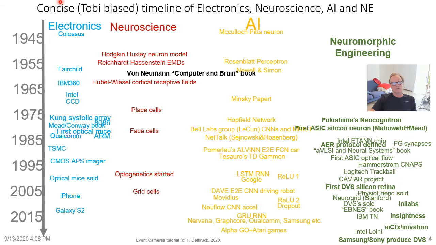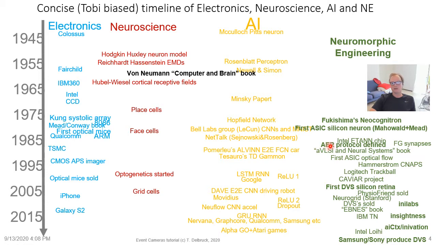So let's look at the concise Tobi bias timeline of electronics, neuroscience, artificial intelligence, and neuromorphic engineering over history from 1945 up to 2015. Electronics started with the Colossus around World War II. At 2015, it was up to smartphone application processors with really considerable power. Neuroscience started with the Hodgkin-Huxley neuron model back here and discovered only the grid cells in the navigational system about a decade ago. And then artificial intelligence started with the McCulloch-Pitts neuron and now it's gone up to AlphaGo and Atari games. The fact that smartphones now include accelerators for feed-forward convolutional neural networks, and neuromorphic engineering didn't start until the mid-1980s with Fukushima's neocognitron and the first application-specific silicon neurons and silicon retina from Mahowald and Mead and Carver's group at Caltech. It wasn't until about 1988 or so, 89.